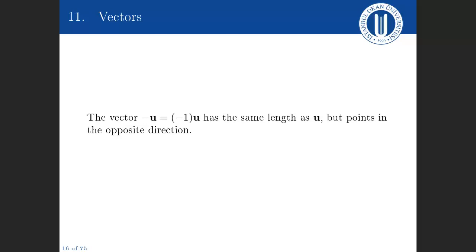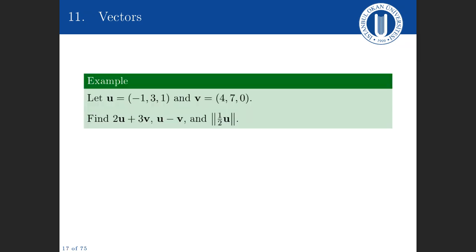Let's talk about minus u, which is the same as minus 1 multiplied by u. This has the same length as u, but it points in the opposite direction. For example, let u be the vector (-1, 3, 1), and let v be the vector (4, 7, 0). Find 2u plus 3v, u minus v, and the norm of a half u.